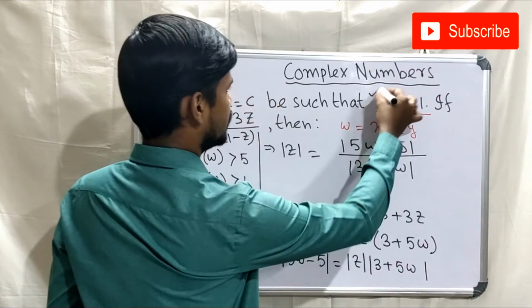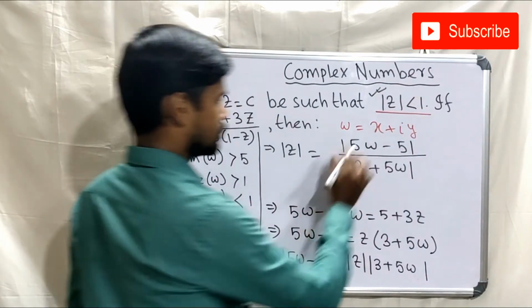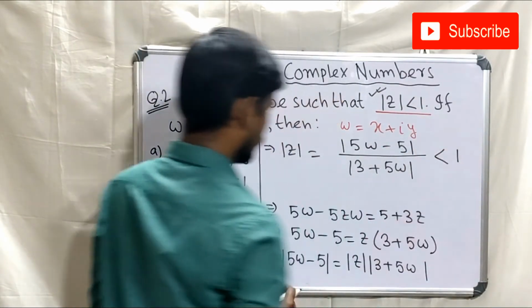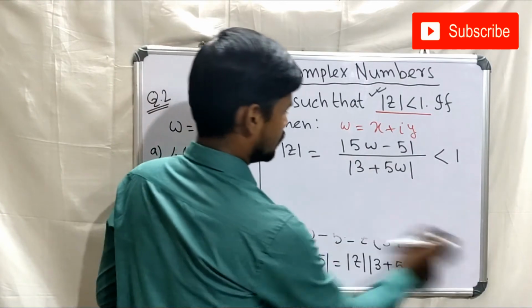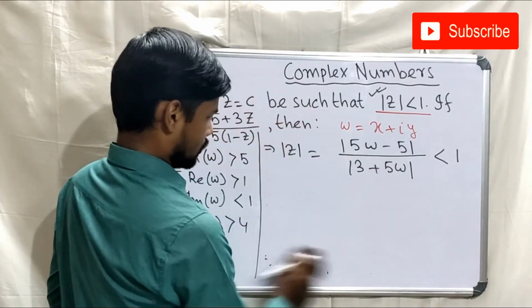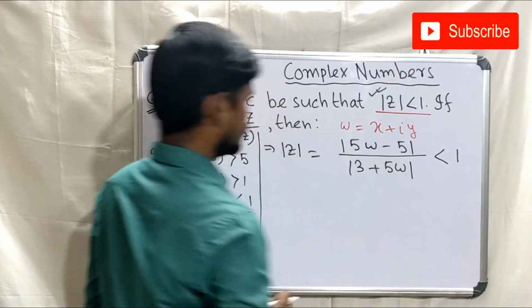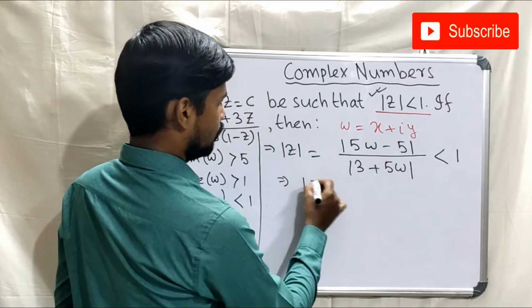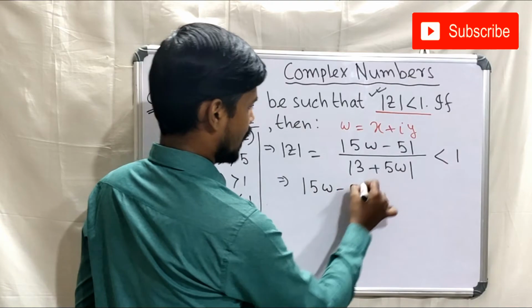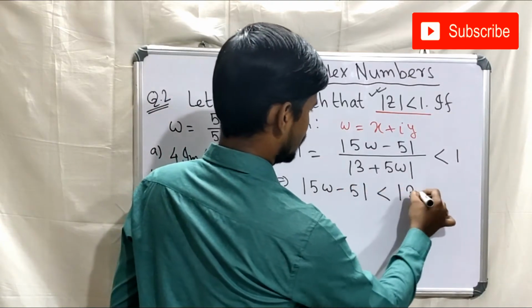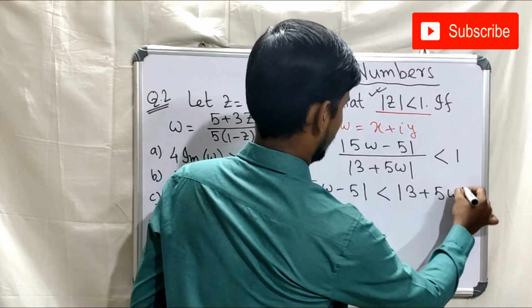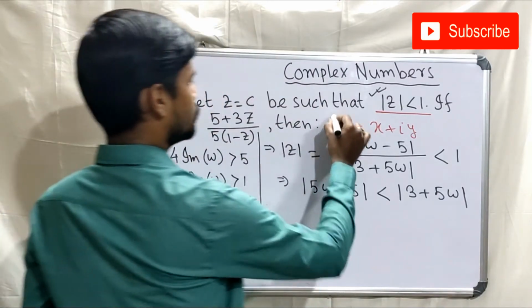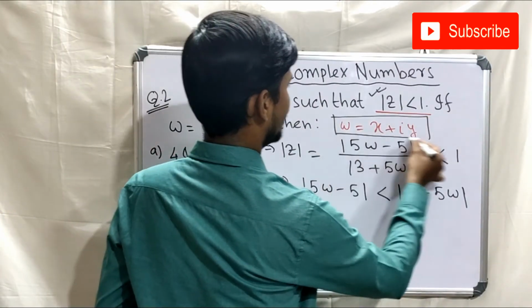Remember the given condition mod z is less than 1, so this is less than 1. Okay, so as this number mod z is less than 1, clearly modulus of (5 omega minus 5) is less than modulus of (3 plus 5 omega). Now we have already chosen omega equals x plus iy.